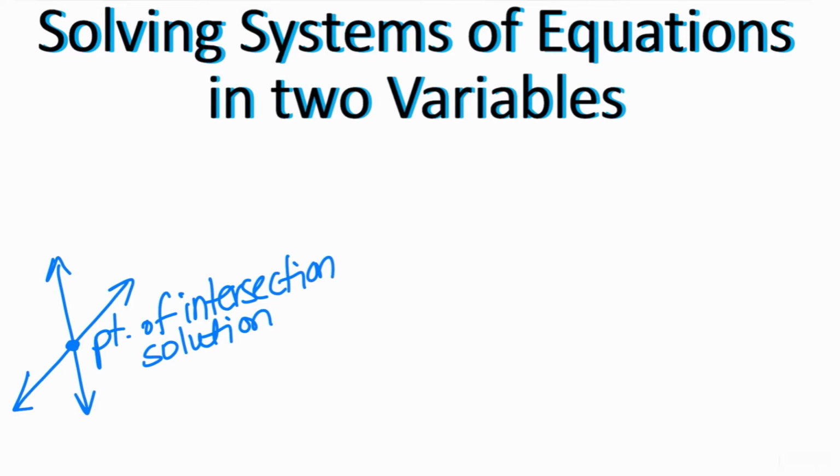We call a system that has a solution consistent. The fact that it has a solution, we're going to call this consistent. The fact that the two lines are basically independent of each other, this is called consistent and independent.